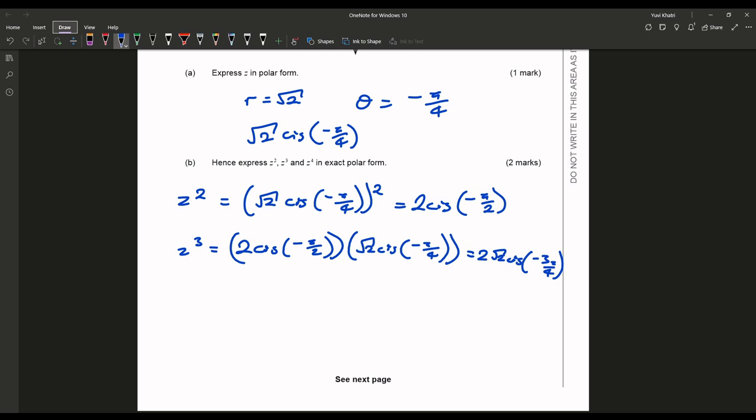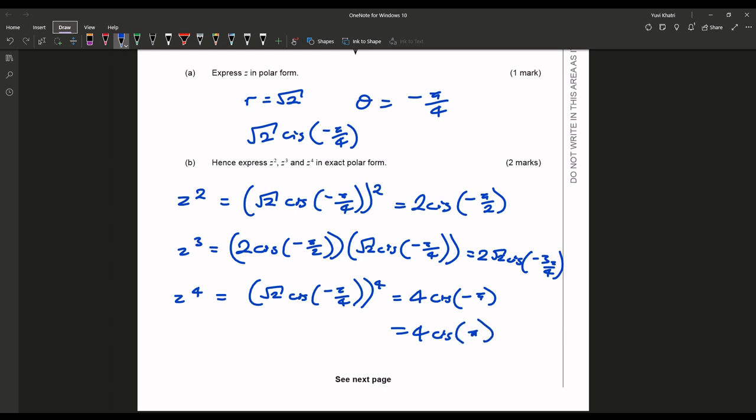And you could also use De Moivre's theorem on this. Now z to the 4 is just root 2 cis negative pi over 4, to the power of 4. This time I'm using De Moivre's theorem, and that's going to be 4 cis. Now this multiplies in here, which is negative 4 pi on 4, which is negative pi. Now that's negative pi, but remember we need to put that into the domain of theta, so that's going to be 4 cis pi.